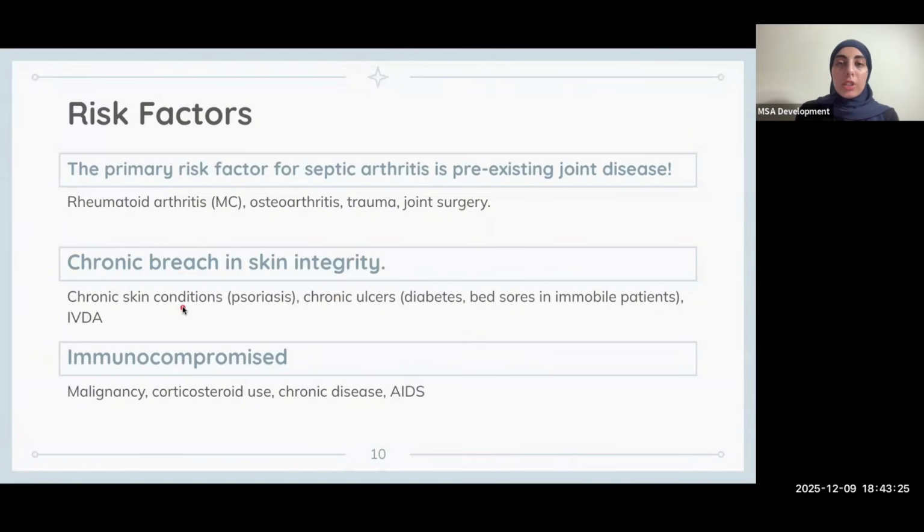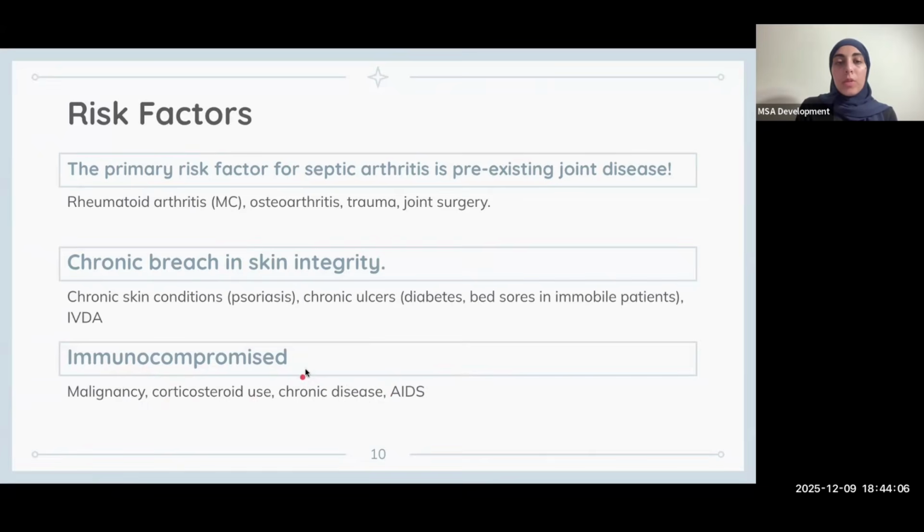Other things are chronic skin conditions. If someone has psoriasis, the skin is not intact, it's not healthy, they're more likely to get an infection that can reach their joint. And also IV drug abusers, because they put needles through their skin and they're constantly introducing things into their blood, as well as having open wounds on their skin from the needles. And finally, someone who's immunocompromised. Now, immunocompromised people are susceptible to any kind of infection in general. One of those infections is septic arthritis. Immunocompromised patients include malignancy patients, if they're taking chemotherapy, taking steroids, AIDS patients, and patients with chronic disease.